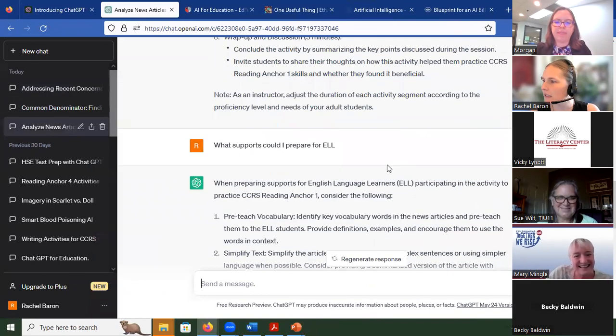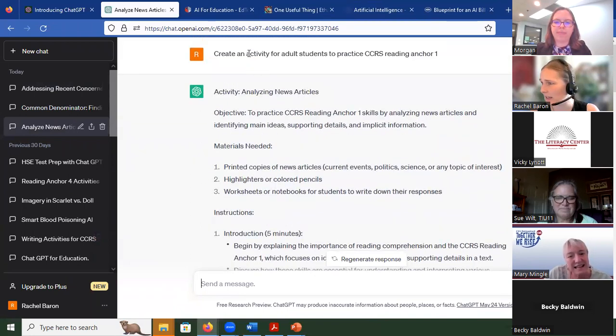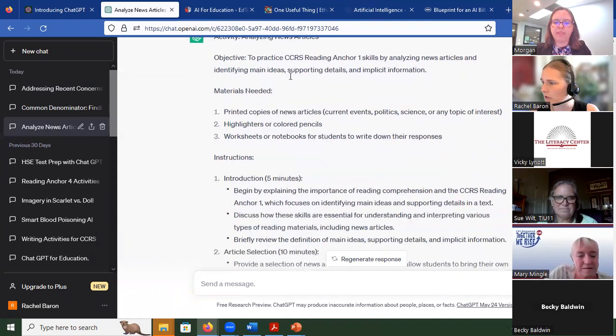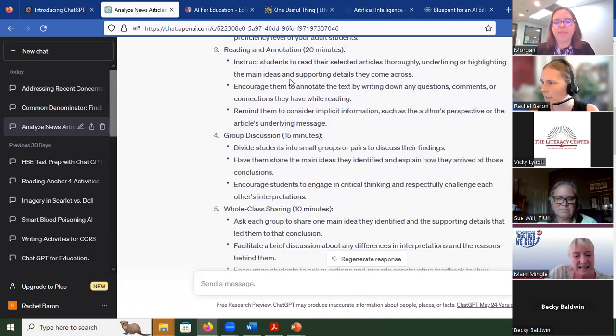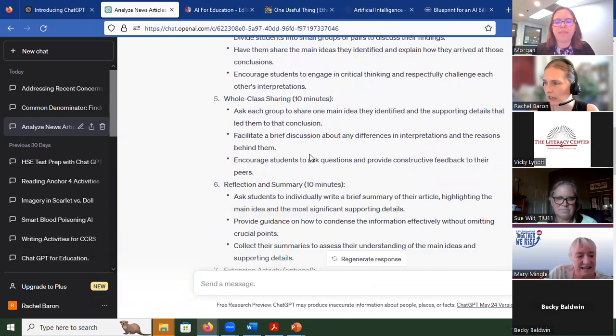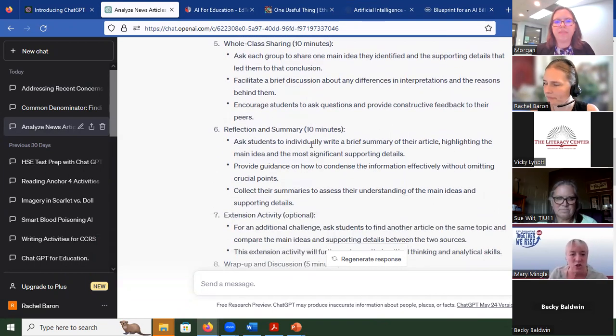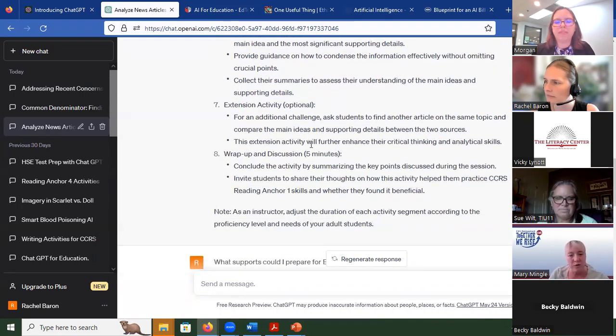So if we look at this ELA lesson, I didn't even ask for a lesson plan, I asked for an activity. So you could get a more formal lesson plan if you wanted. It looks like students are working fairly independently, and then they're having a group discussion. So it's certainly not lecture. I noticed the reflection and summary at the end, and an extension activity. It seemed to break it down into those components. So maybe it is already programmed to at least give you what a well-rounded activity might be.